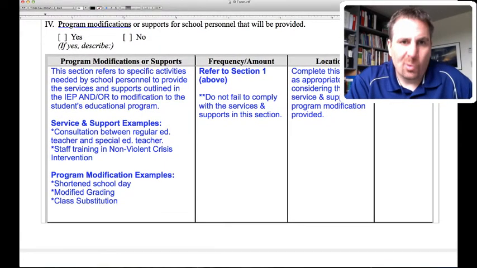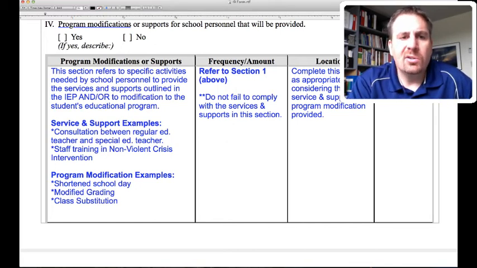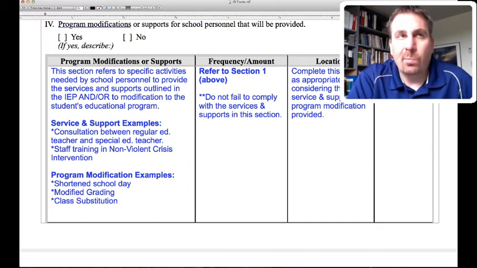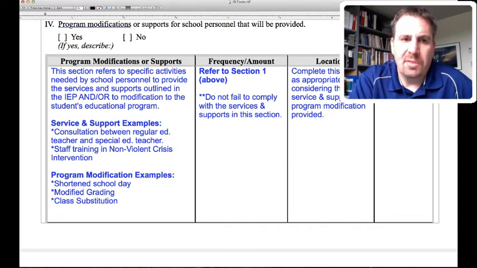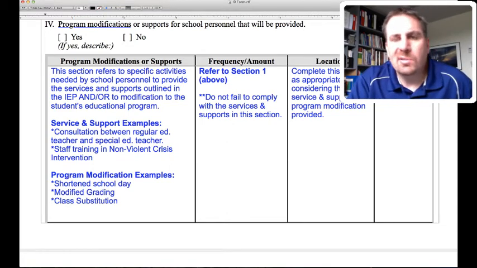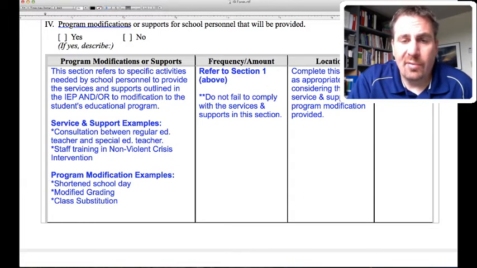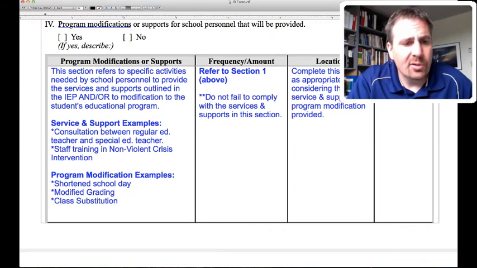Program modifications or supports. So program modifications refers to activities that we are going to do to support the adults working with the student. And program modifications are ways that we are going to modify the student's program to meet their needs. So some examples of service and support might be consultation between regular ed and special ed teacher, or staff training and nonviolent crisis prevention intervention. Those are two examples. And program modification examples, I've included a couple: shortened day, modified grading, and class substitution.